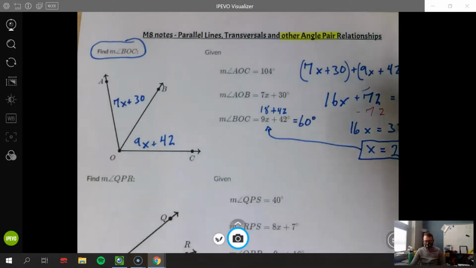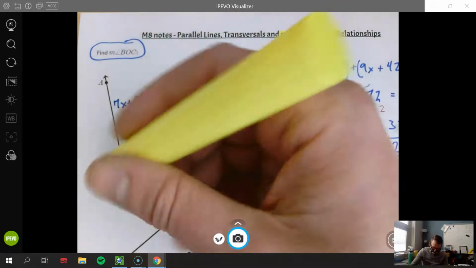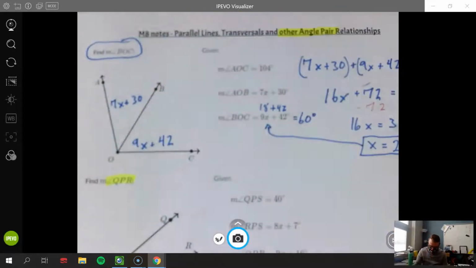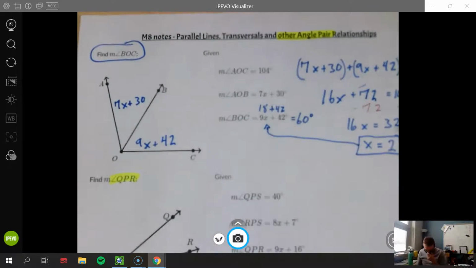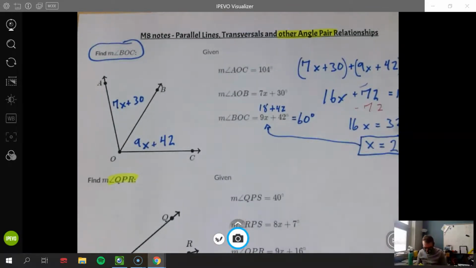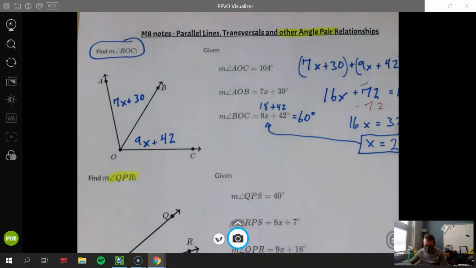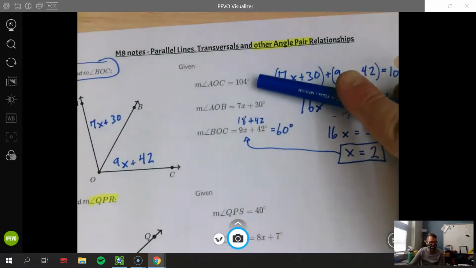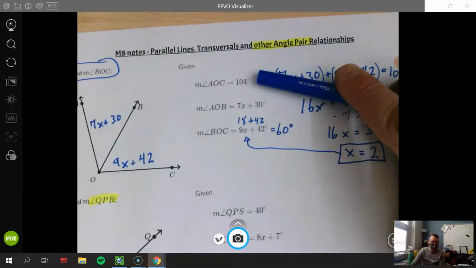Try the next one where we are finding QPR on your own. By the way, if you got an answer that just straight up doesn't make sense, like something bigger than 104, please always ask yourself, does my answer make sense?